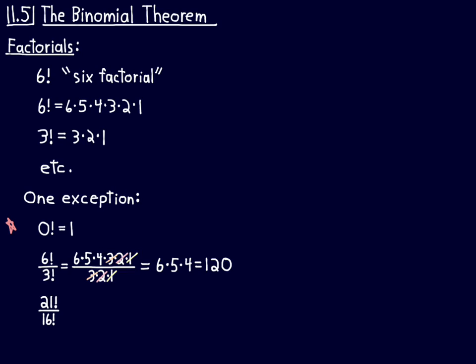21 factorial over 16 factorial. I'll just go 21 times 20 times 19 times 18 times 17, and I stop there because the 16 times 15 times ... times 1 all cancels with the 16 factorial in the denominator. So if you multiply this out, it's still a pretty big number. It's 2,441,888. These factorial things tend to get large very quickly.